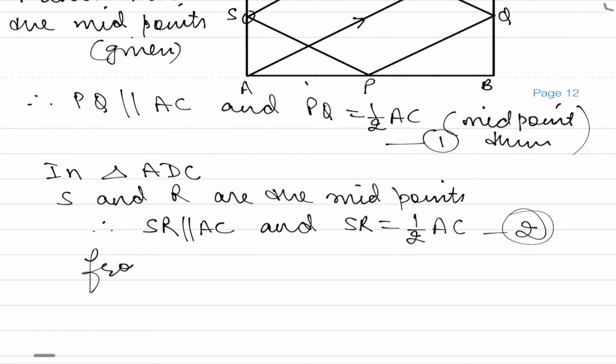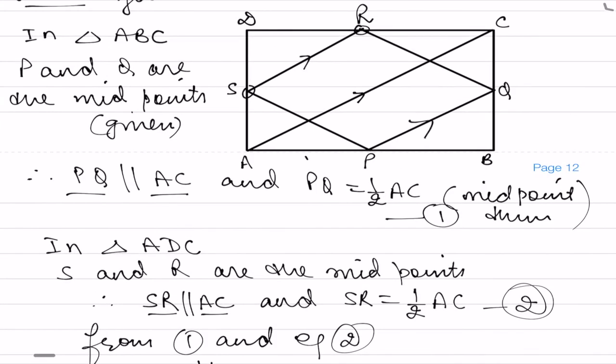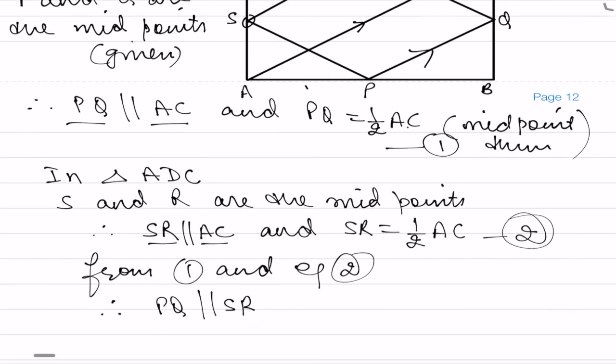So from the first and second equation, we can see that AC is common. Therefore, PQ is parallel to SR because PQ is parallel to AC and AC is also parallel to SR. That means all these three lines are parallel, or we can say that PQ is parallel to SR as well as PQ is half of AC and SR is also half of AC. So half AC is the same. When the right hand side is the same, obviously the left hand side will also be equal. So SR is equal to PQ.